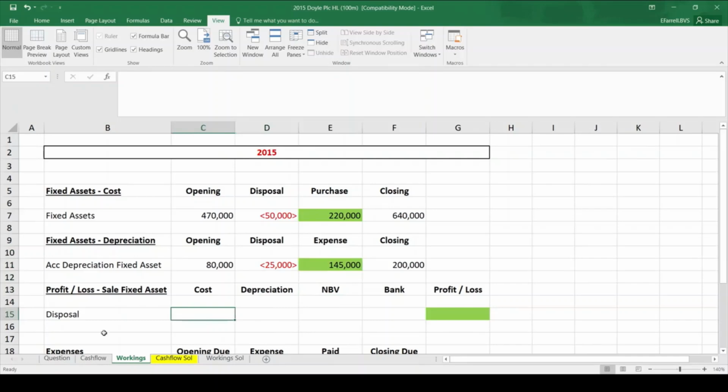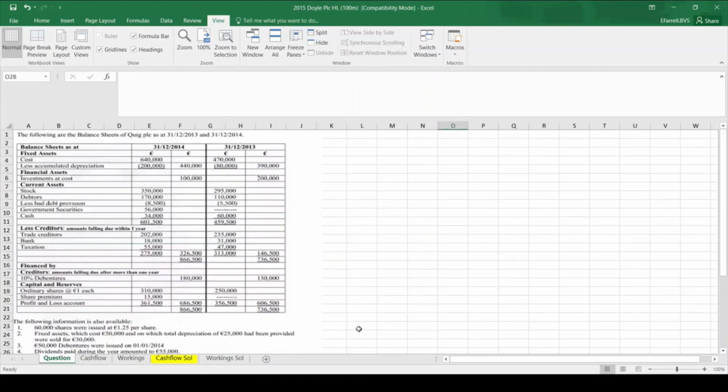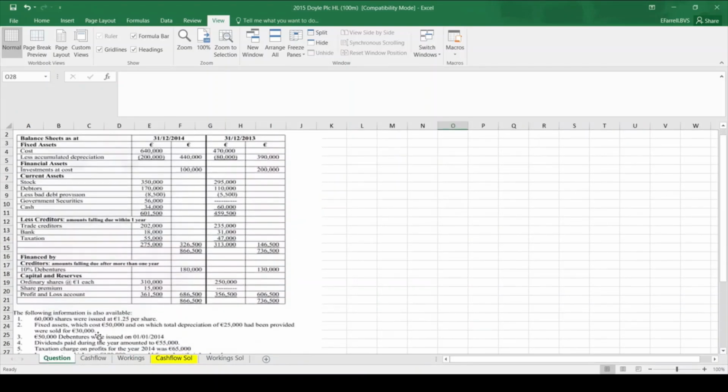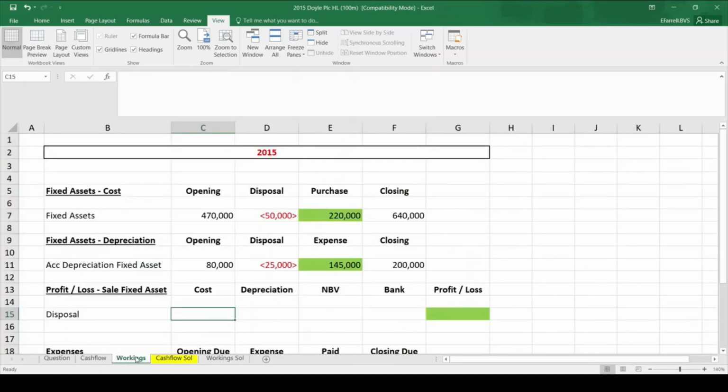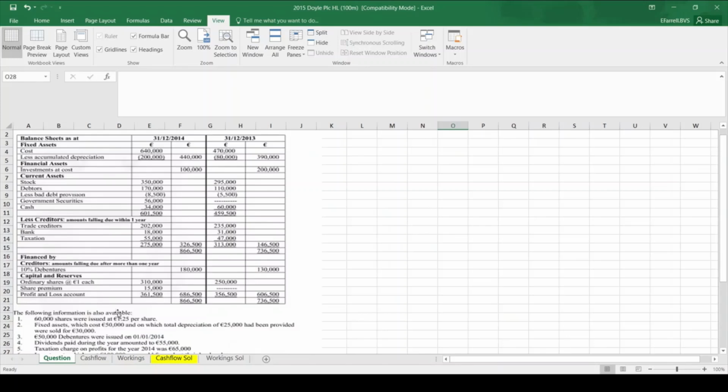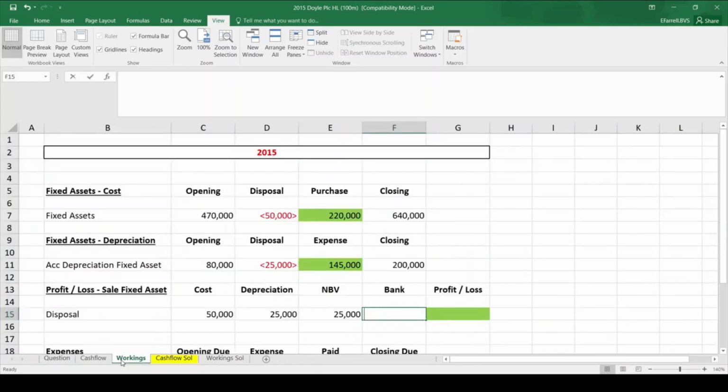Then the profit and loss on the sale of fixed asset. Again, we can see from the question down here that the cost was 50 and the depreciation was 25. So if it cost 50,000 and depreciation was 25,000, then it was worth, or at a net book value of 25,000. In the question, it says it was disposed of for 30,000. So if it was worth 25 and it was disposed of for 30, there would be a profit of 5,000. If the amount you received was less than the net book value, you would have a loss.